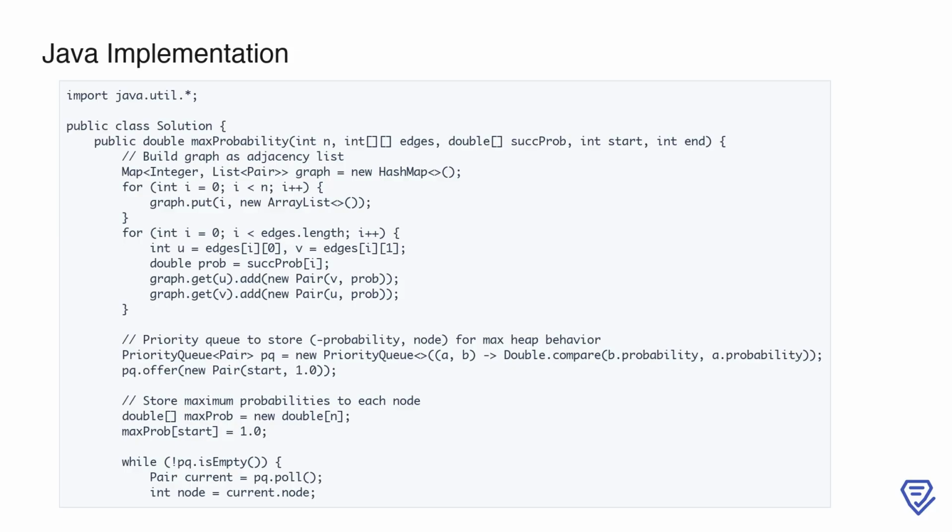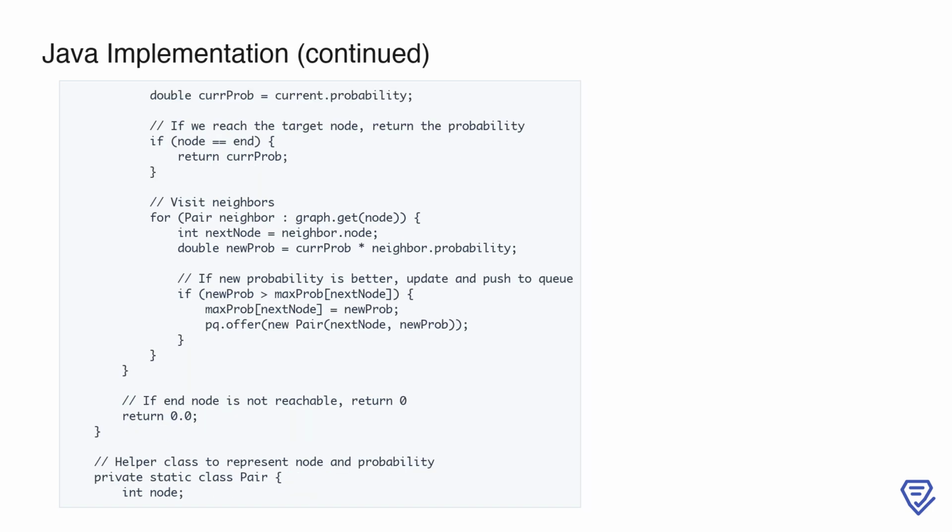The while loop then begins, which continues processing nodes until the queue is empty. Inside the while loop, we process the node with the highest probability by removing it from the priority queue. If this node is the target, we return the probability immediately, as we've found the best possible path. Otherwise, we iterate through its neighbors.